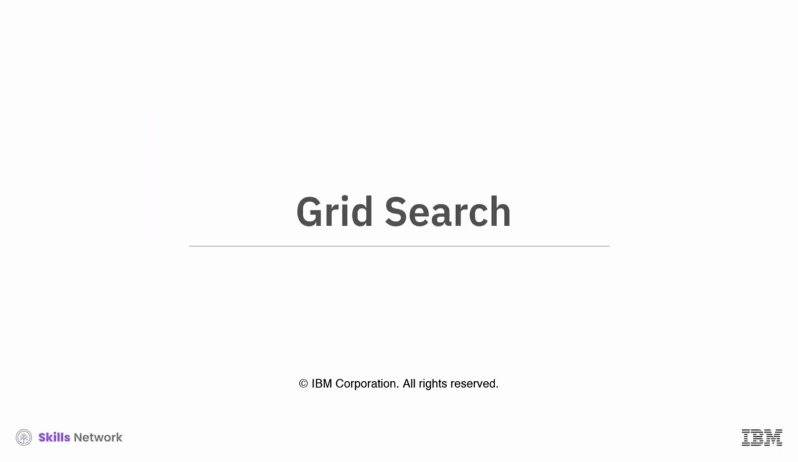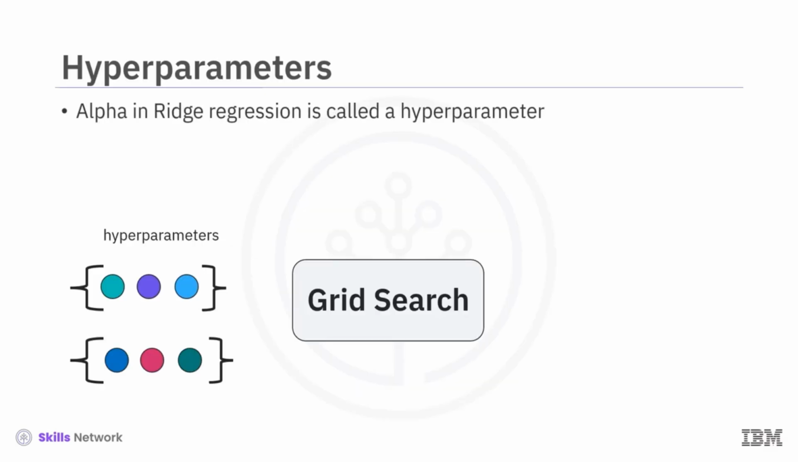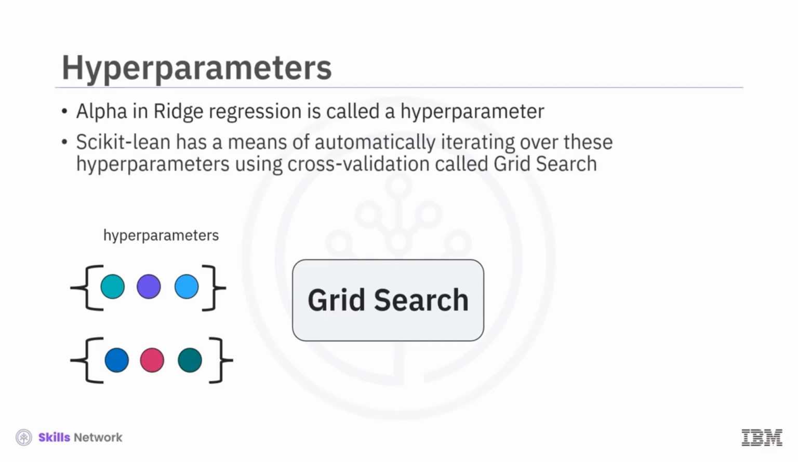Grid search allows us to scan through multiple free parameters with few lines of code. Parameters like the alpha term discussed in the previous video are not part of the fitting or training process. These values are called hyperparameters. Scikit-learn has a means of automatically iterating over these hyperparameters using cross-validation. This method is called grid search.